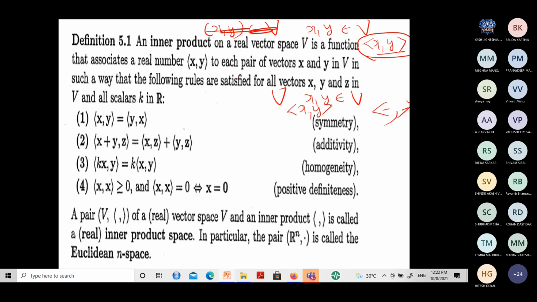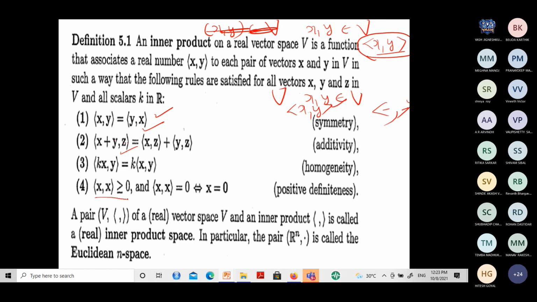Whenever you find the mapping x comma y, that should be equal to y comma x also. That mapping should satisfy the commutative property. Inner product of x plus y comma z is always equal to inner product of x comma z plus inner product of y comma z. Then inner product of kx comma y should be equal to k times the inner product of x comma y; you can take k outside.